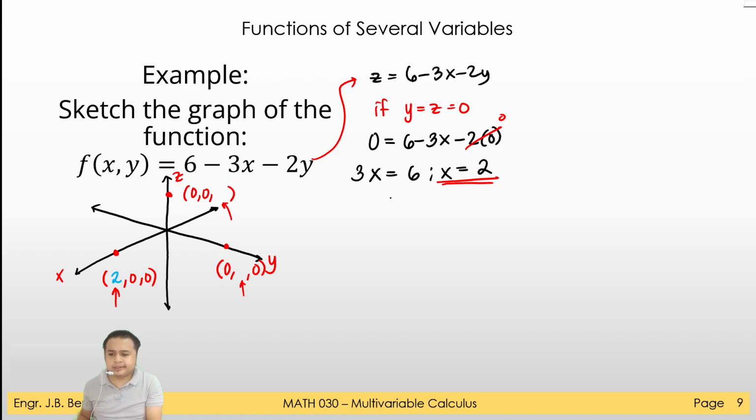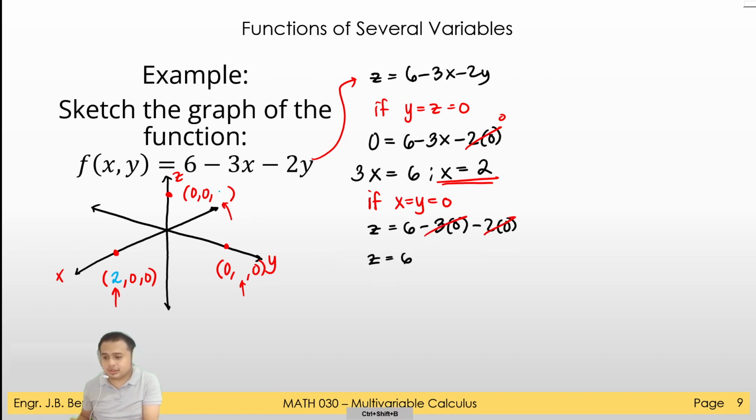And then for the z intercept, we have x equal to 0 and y equal to 0. So we have z is equal to 6 minus 3 times 0 and then minus 2 times 0. So this will cancel out, so z is equal to 6. Therefore this will be 6.